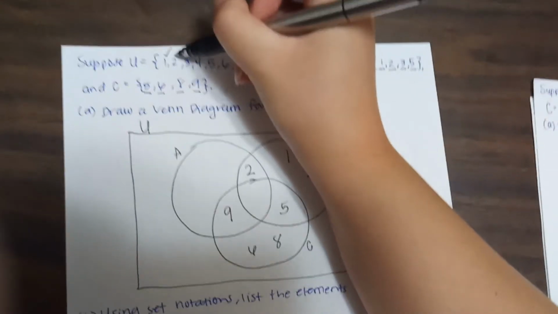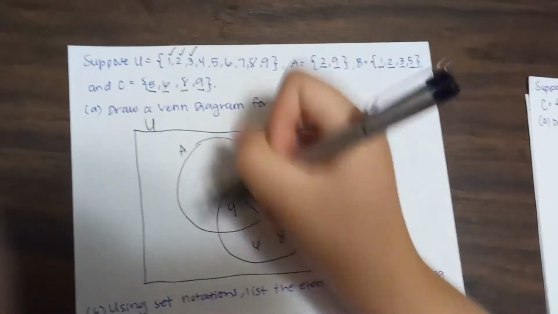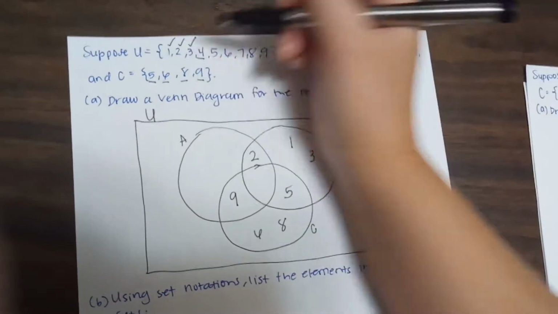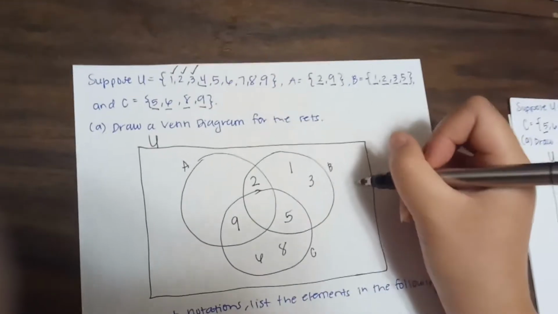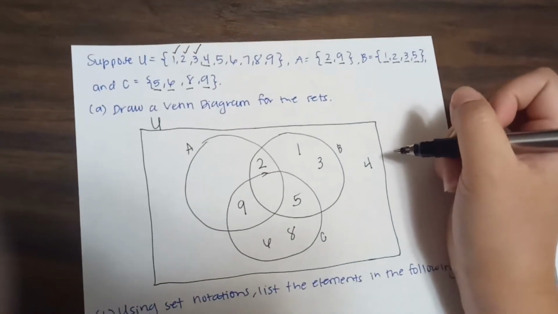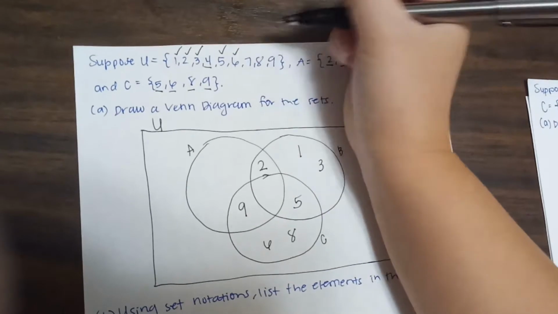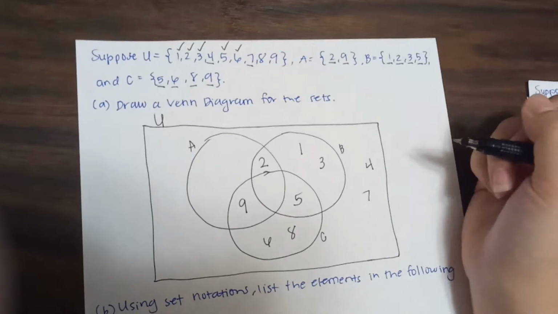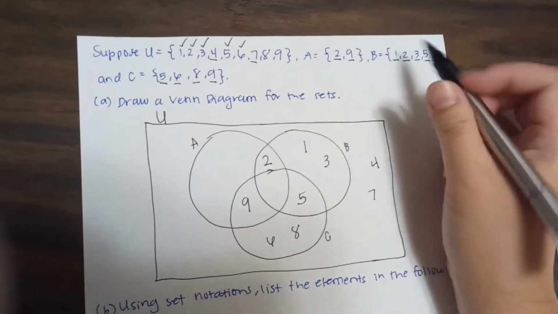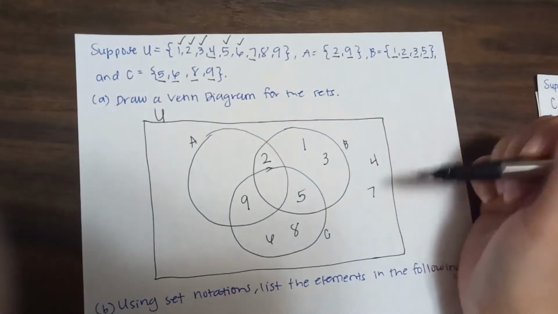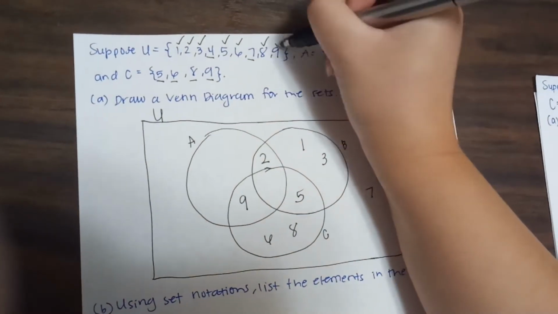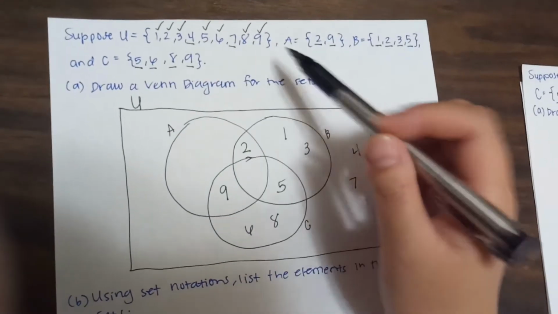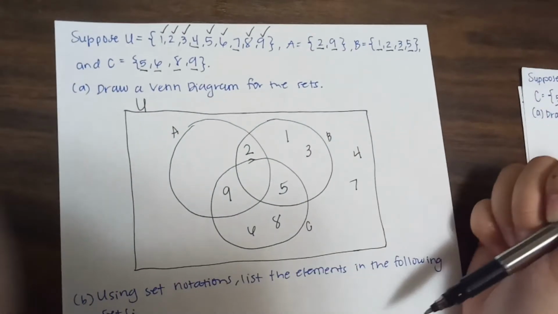We have 1, 2, 3. The circles don't have a 4, but it is still within our universe. That means that the 4 goes outside of the circles, but inside our rectangle. We have 5, 6, then we don't have 7. So 7 will stay outside of the circles, but inside the universe. We have 8 and 9. Now that all of the elements in our universe are accounted for, we know that our Venn diagram is complete.